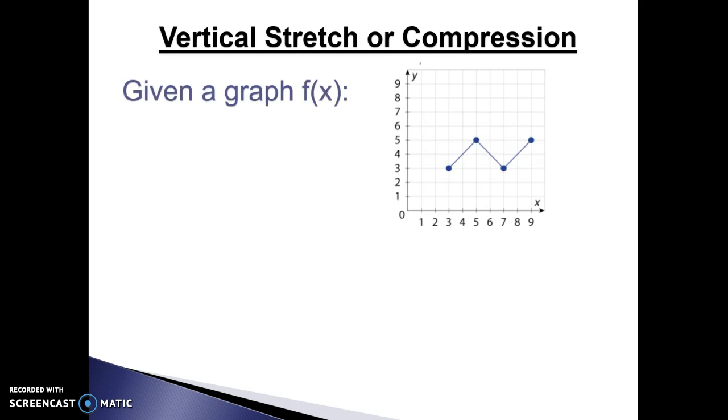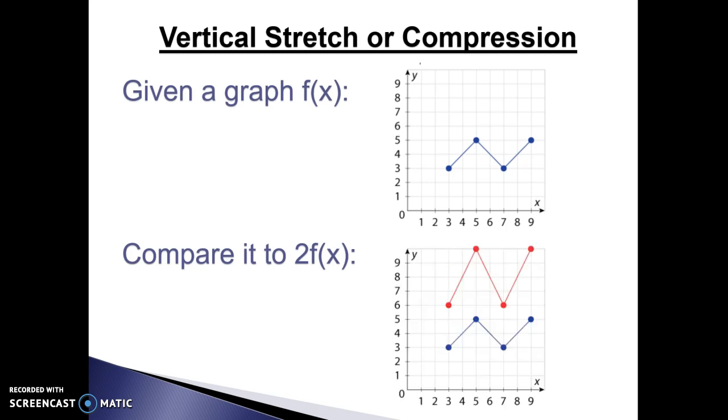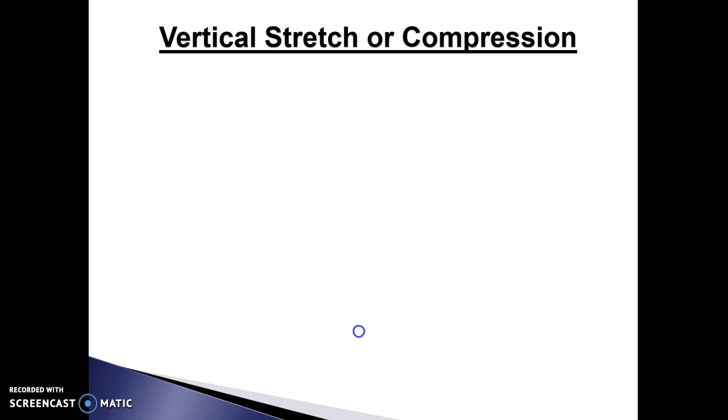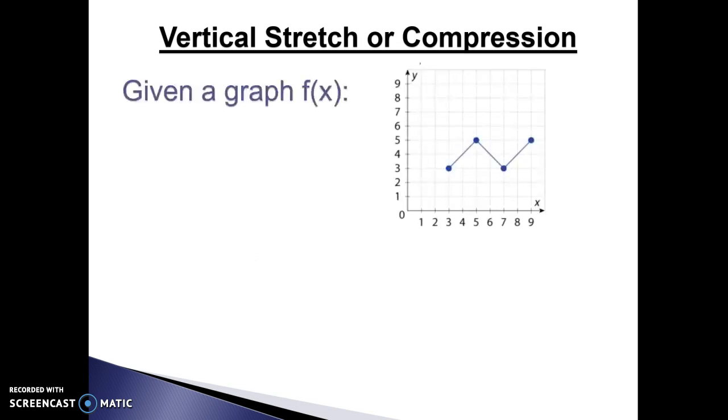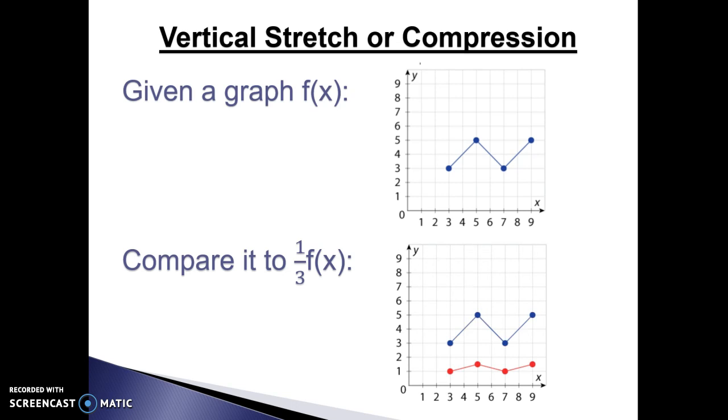Alright, so now let's look at vertical stretch or compression. Here's our original graph again, and now we're going to compare it to what the graph would look like if we do 2 times f of x. 2 times f of x makes it stretch. It makes it get taller. Now, if we look at our original equation and we do 1/3 f of x, you can probably already guess what's going to happen. It makes it compress, or it gets smaller.